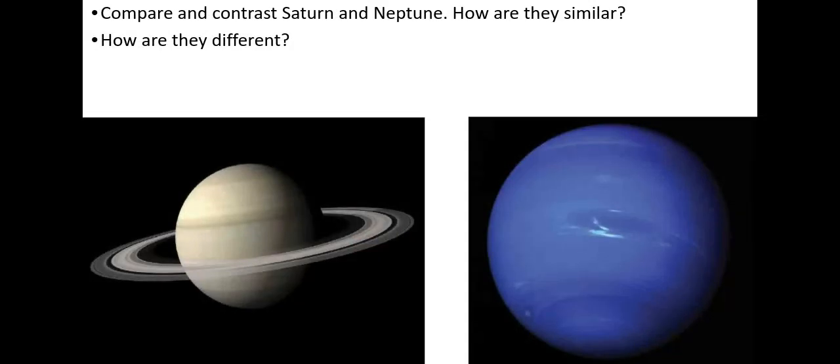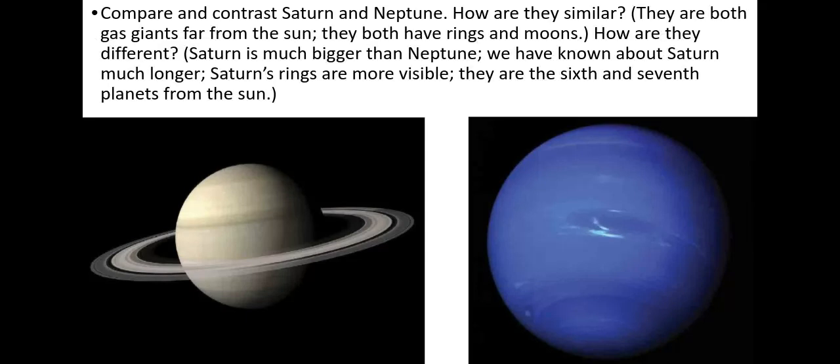Compare and contrast Saturn and Neptune. How are they similar? How are they different? They are both gas giants far from the Sun. They both have rings and moons. How are they different? Saturn is much bigger than Neptune. We have known about Saturn much longer. Saturn's rings are more visible. They are the 6th and 7th planet from the Sun.